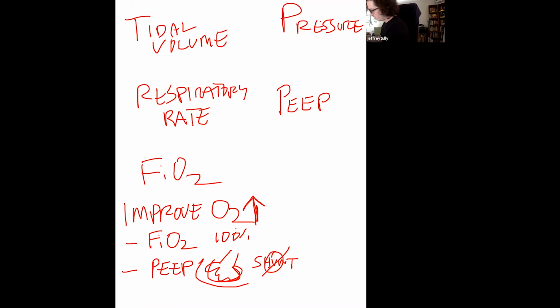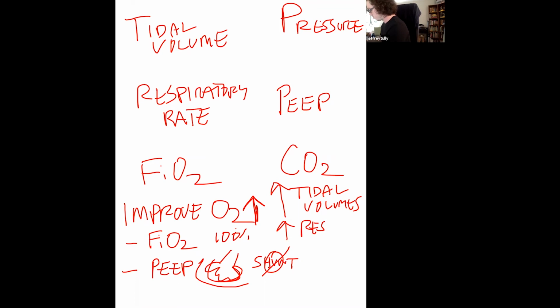Improving the delivery, the removal of CO2, so ventilation, we can increase tidal volumes and increase the respiratory rate. So the more gas that you move in and out of the system, the more CO2 you're able to pick up and remove. These goals can often be synergistic, but in certain conditions and with certain ventilator modes, they can be antagonistic as well.